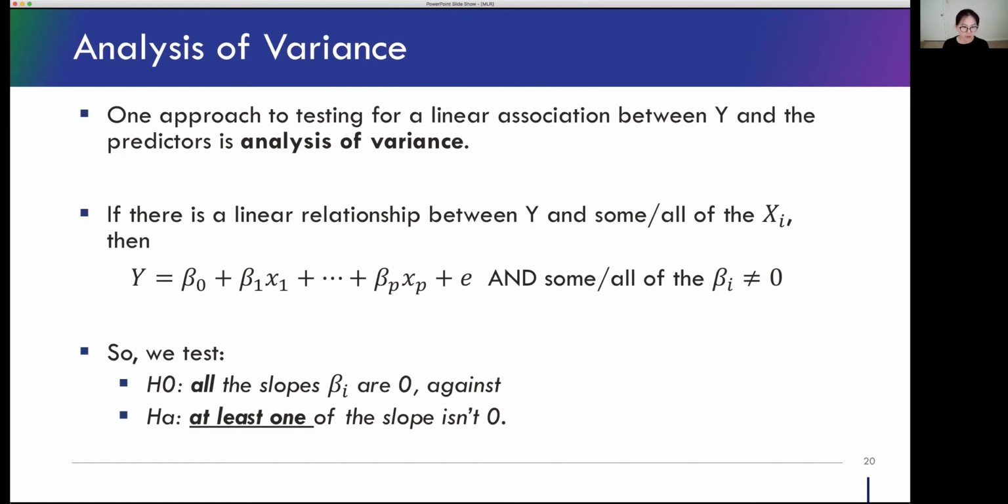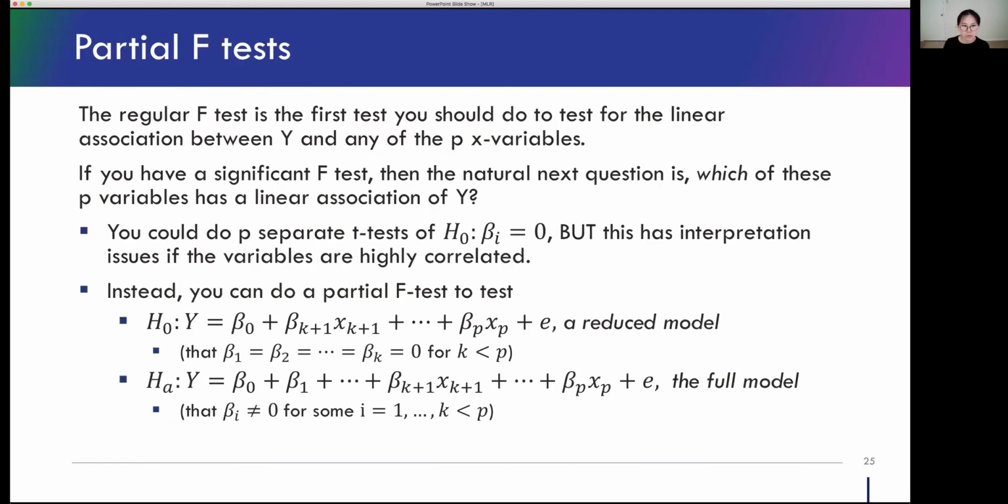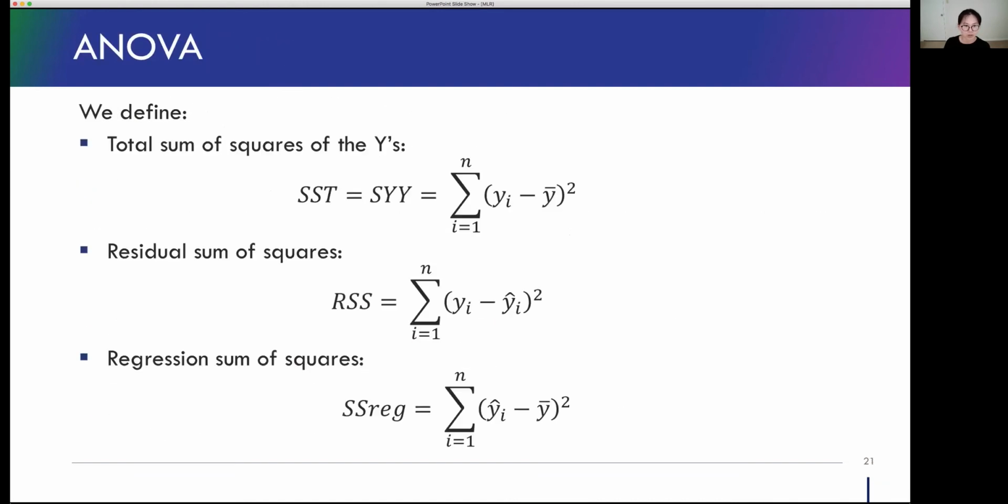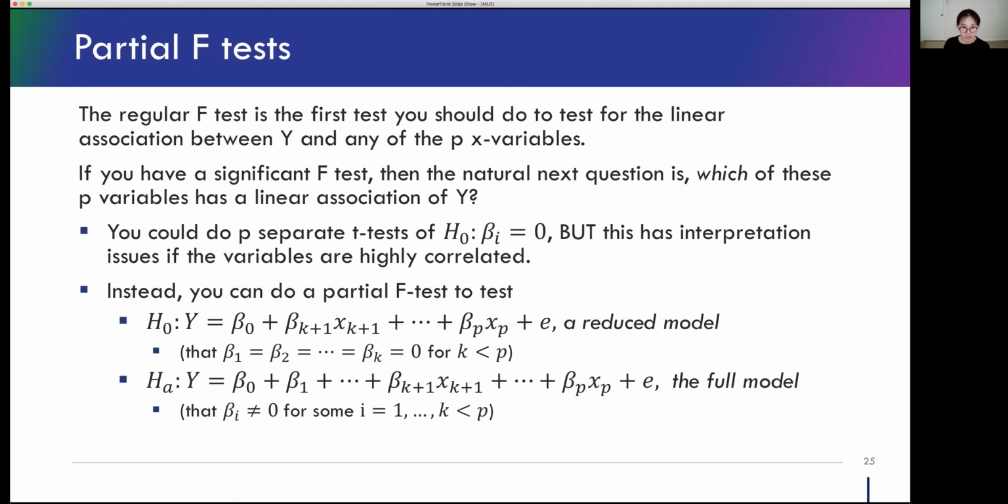And this is our hypothesis that we are testing. When we really do the test, we will do a partial F-test. This regular F-test that we have talked about here is what you will do all the time as the first step if you want to test the association between y and any of the x predictors.